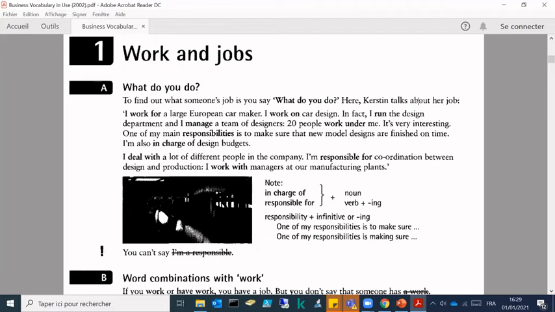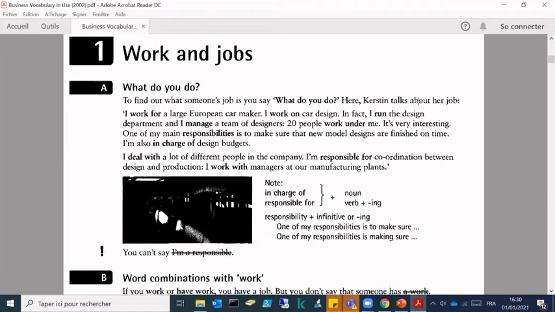I manage a team of designers. I'm also in charge. In charge means also one of my responsibilities. So being in charge of something means it's also your responsibility. Okay? So here, I'm in charge. In charge, always use of. So I'm in charge of taking out trash. I'm in charge of cooking. That means I'm responsible for cooking. So when you say I'm in charge of, it also means I'm responsible for.